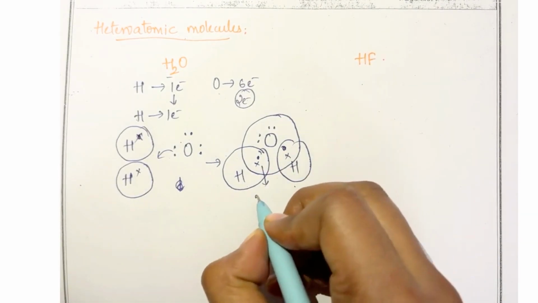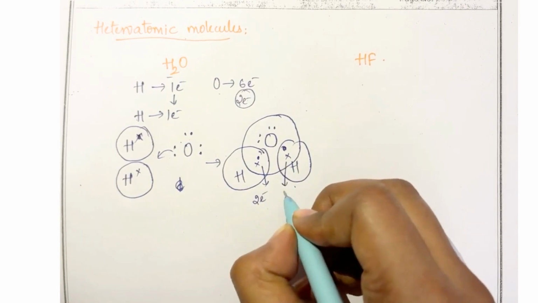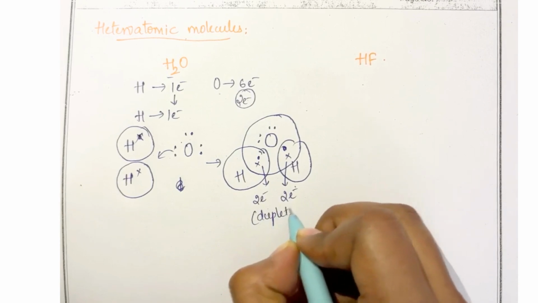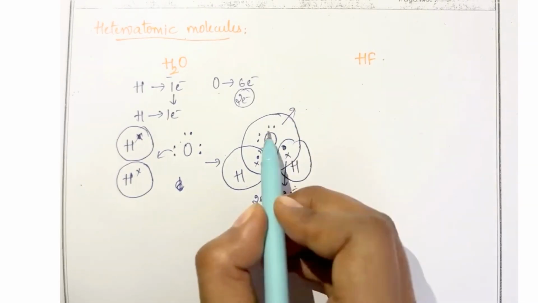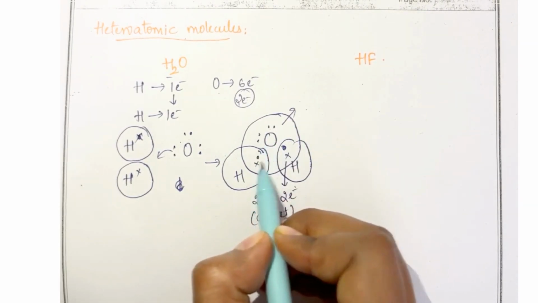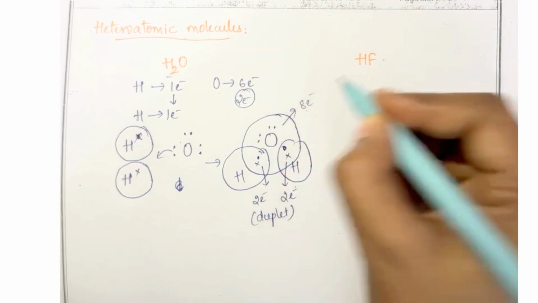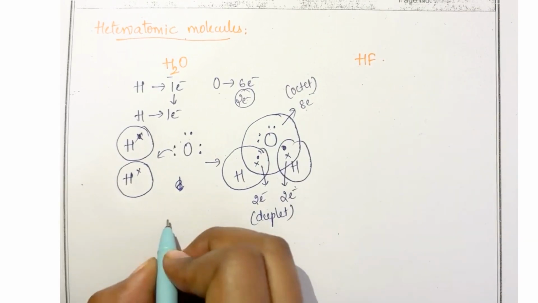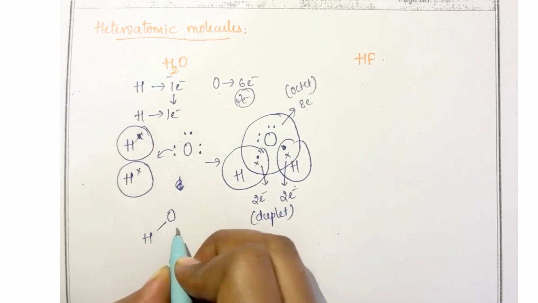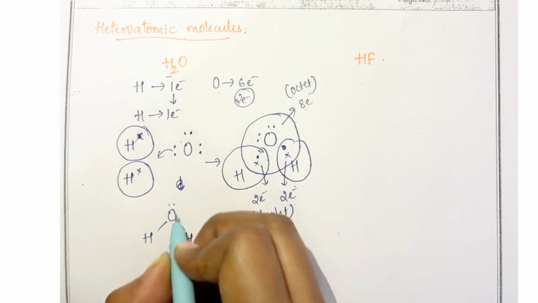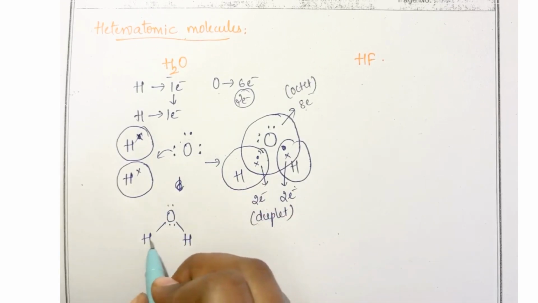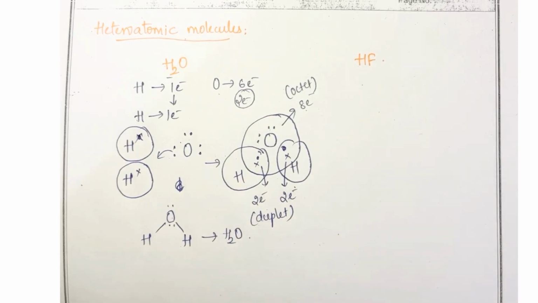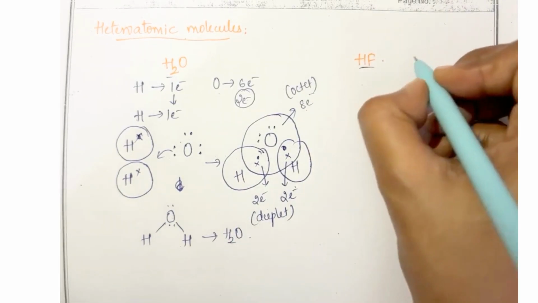So hydrogen is getting 2 electrons, this hydrogen also gets 2 electrons, that is duplet configuration, and this oxygen gets 1 2 3 4 5 6 7 8 electrons, that is octet configuration. This way bond is formed between the two hydrogens and one oxygen. This is H2O molecule. What about HF molecule?